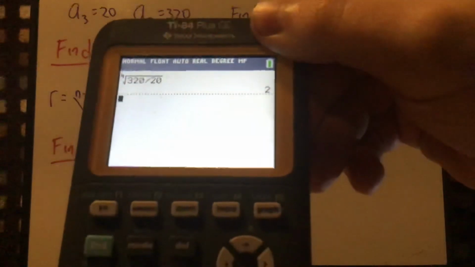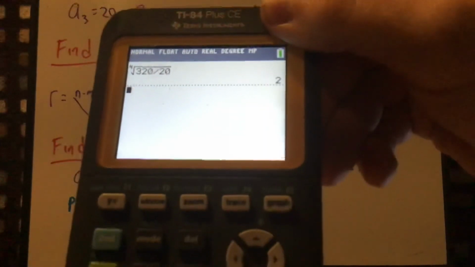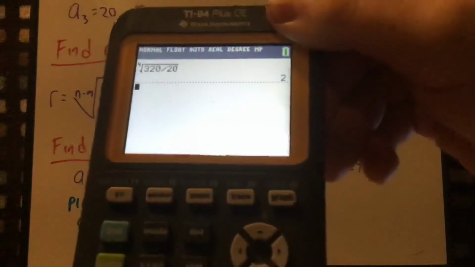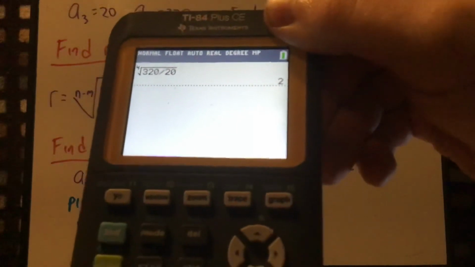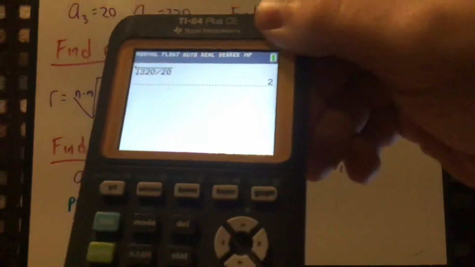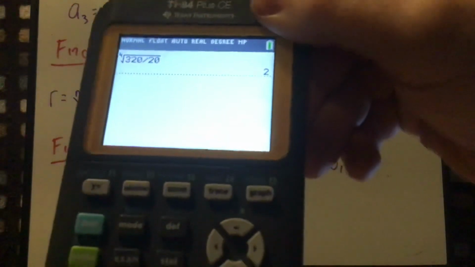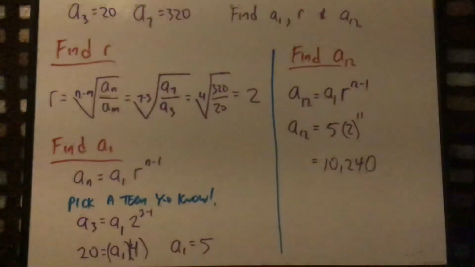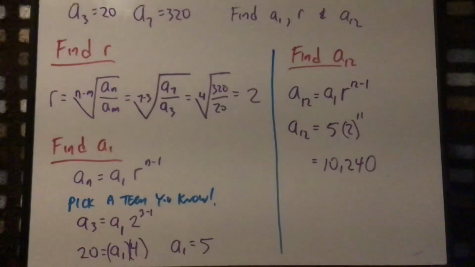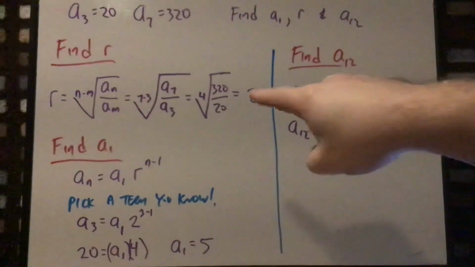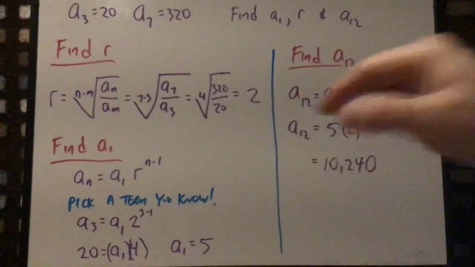So if you're good at calculating, you might not need this, because doing it in my head, 320 divided by 20 would be 16, and I know the fourth root of 16 is 2. But if you're not that up on everything, the calculator gives you the solution. All right, so just remember to go into math, and it'll do any root you want. So now I know the common ratio, too. That's part of what I needed.